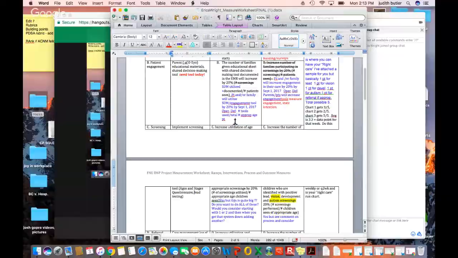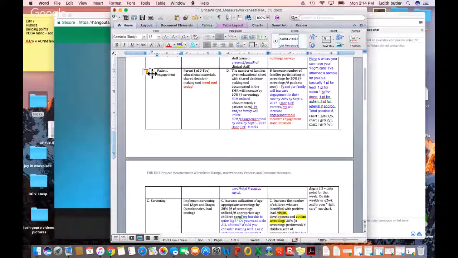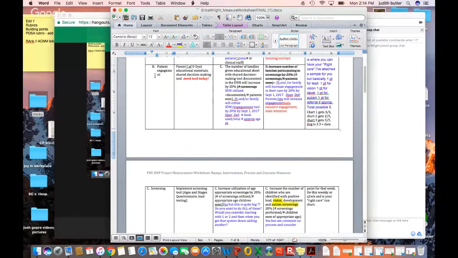Okay, so we're going to screen people. I'm going to move this down here because it makes me a little crazy not to have everything on the same page. Okay, so screening, implement the screening tools. Perfect, that's what you're doing.